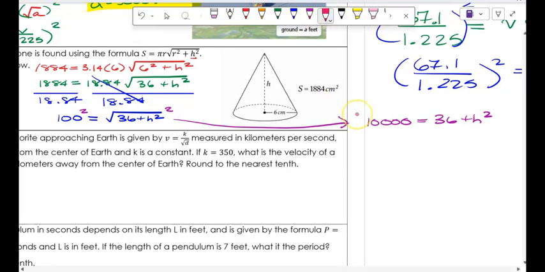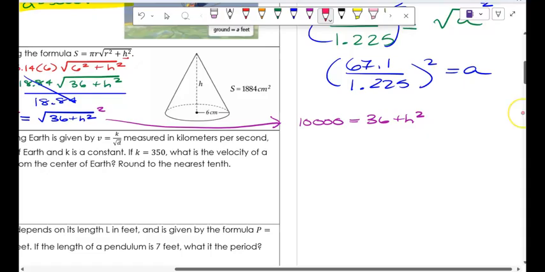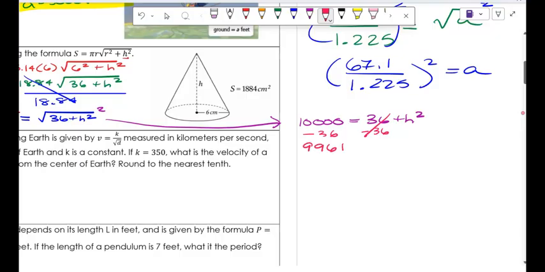Okay, so now I got to go ahead again, get h by itself. So I'm going to subtract both sides by 36. So subtract 36 from both sides. And that will go ahead and get me 9,964. And that's equal to h squared. Now, my last step to get h by itself is I've got to go ahead and square root both sides. So I'm going to square root and square root. Now, keep in mind, I'm undoing a square by taking a square root to both sides.